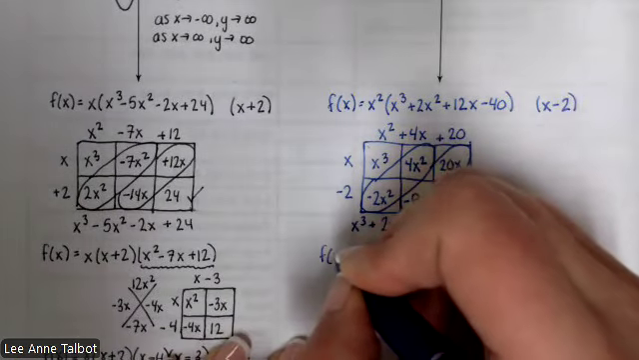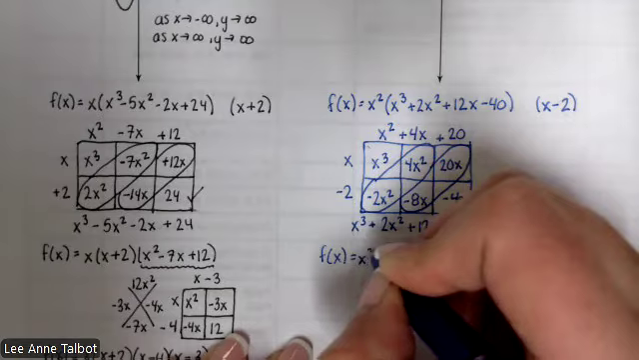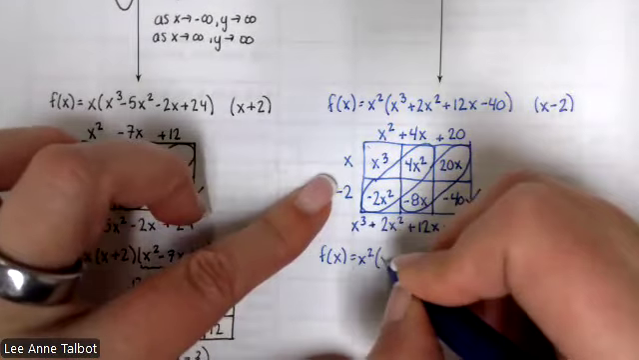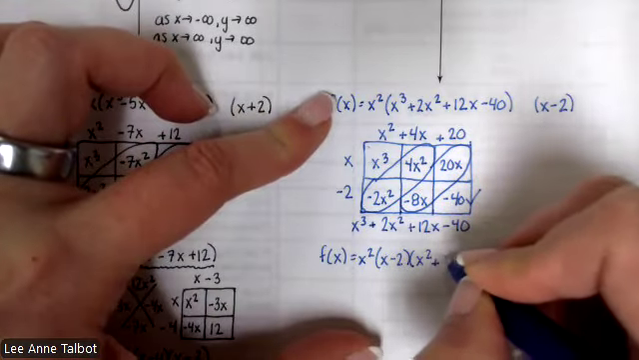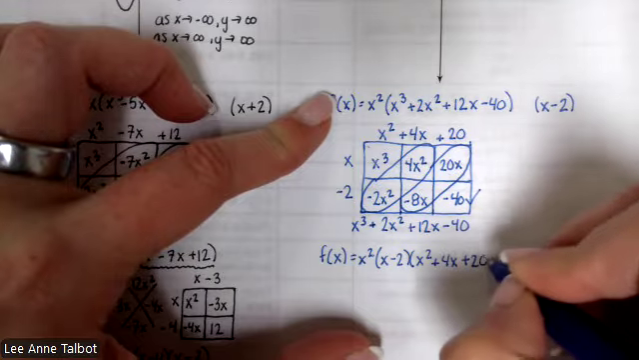Okay, so what do I have? I have x squared from my GCF. I have x minus 2 on this side, and x squared plus 4x plus 20.